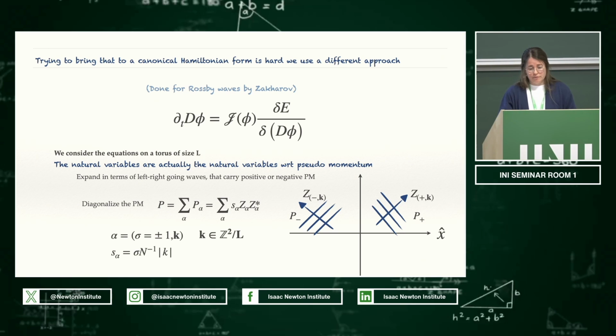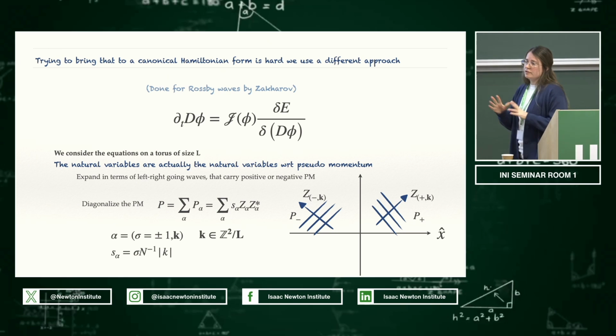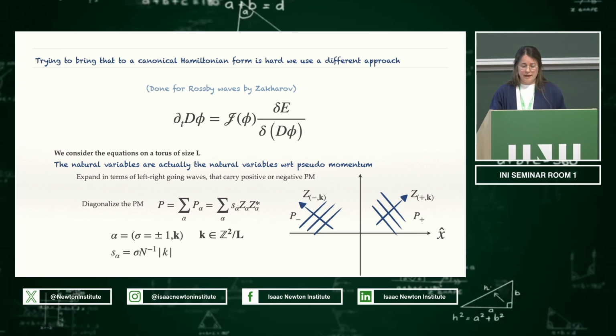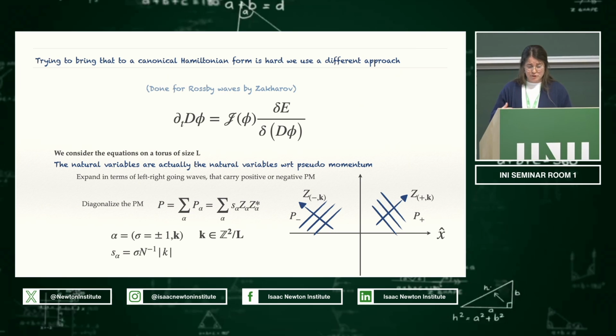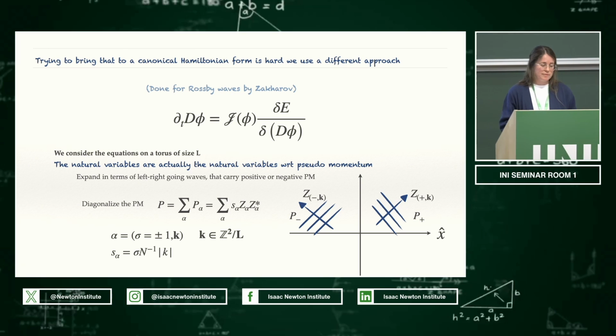So now if I want to write a kinetic equation, there is the possibility of trying to bring this equation to a canonical Hamiltonian form, and I can do that by fixing a gauge, but in general this is a very hard procedure, and it was done, for example, for Rossby waves by Zakharov. But we will not go down this path, and we will consider much more natural variables.